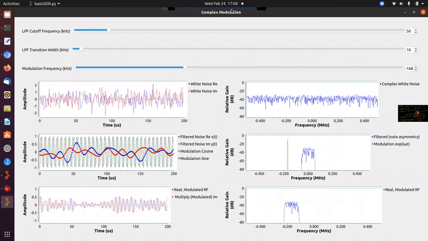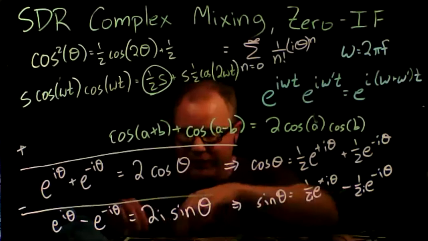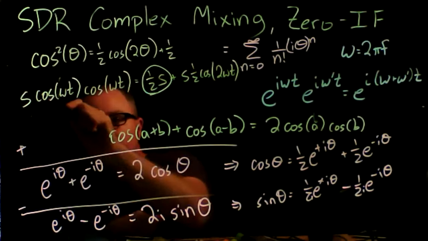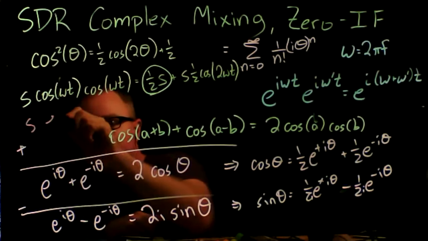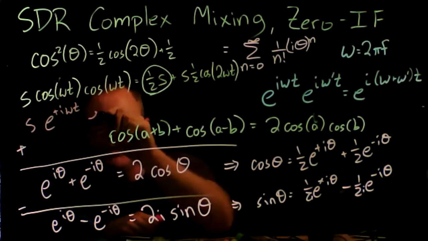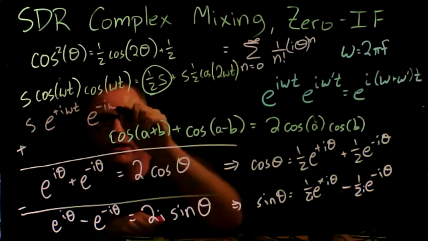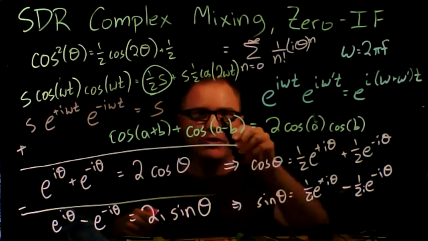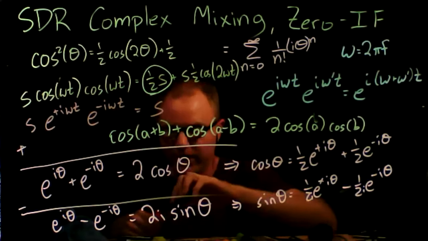And to demodulate it, remember here I had my signal times cosine, I'm going to have my signal times e to the plus I omega t. And to demodulate it, all I need to do is multiply by e to the minus I omega t. And this just gives me back my original signal. There's none of this higher frequency extra stuff that I have to worry about.